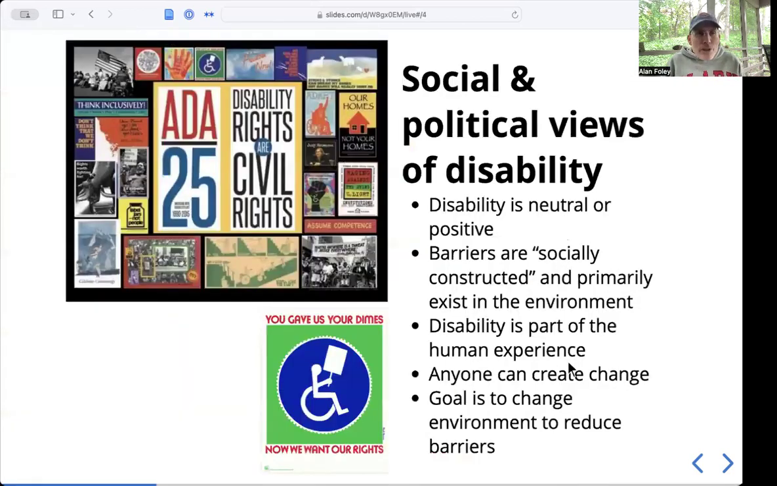There are also social and political understandings of disability. The social model is probably the form of this that is most widely known. The social model being that a person's impairment and their disability are not the same thing, and that the disability is something that is caused by society's understanding or misunderstanding of disability. So in these views, disability is neutral or positive. You might have heard of disability identity, disability pride. The barriers are socially constructed and primarily exist in the environment.